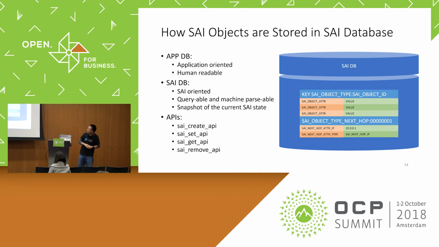So here's a deeper look at how SAI objects are stored in the SAI database, right? The application DB is application oriented. So for routing, it's a routing database. For layer 2 switching, there's a layer 2 switching database. But the SaiDB is SAI oriented, and it's queryable and machine parsable. It's basically a snapshot of the current SAI state that is mapped to the hardware, right? And you can see that the APIs are pretty much just simple CRUD APIs.